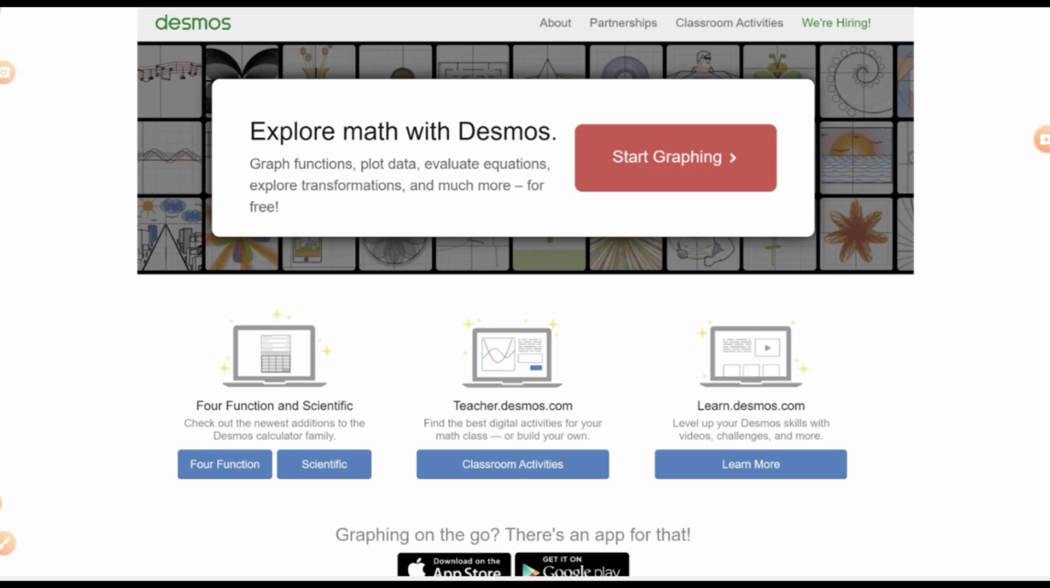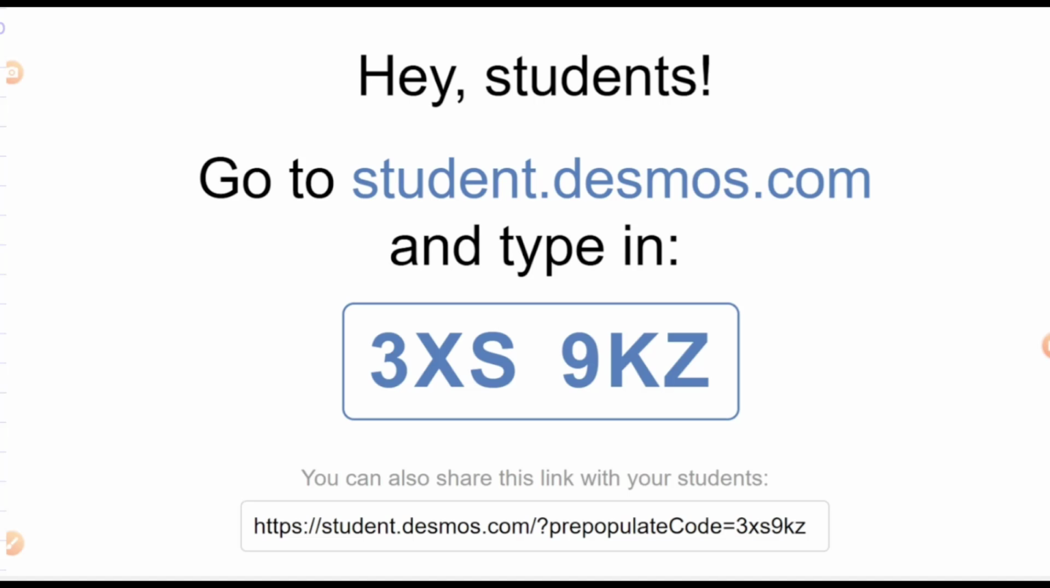Alright, for today's lesson, we'll be using Desmos again. So what I'll need you to do is go to student.desmos.com, type in this code, and then pause the screen right now, log in, and then we'll get started on this lesson.